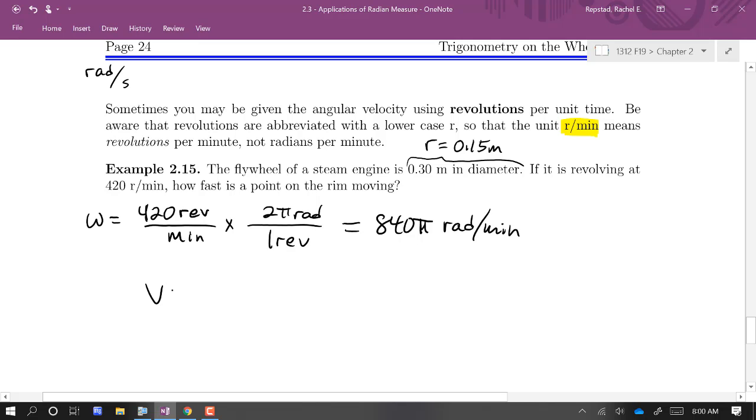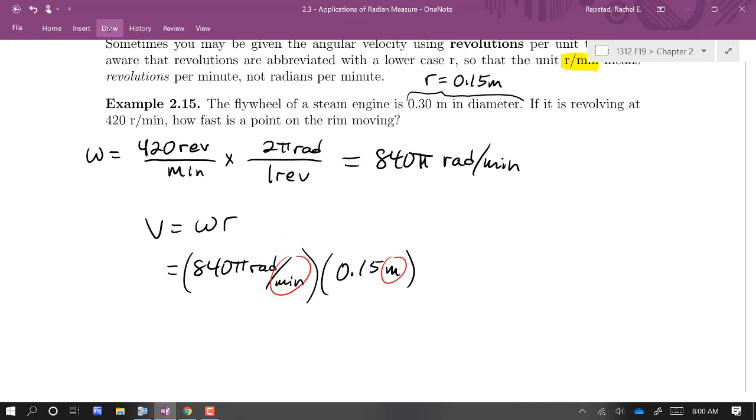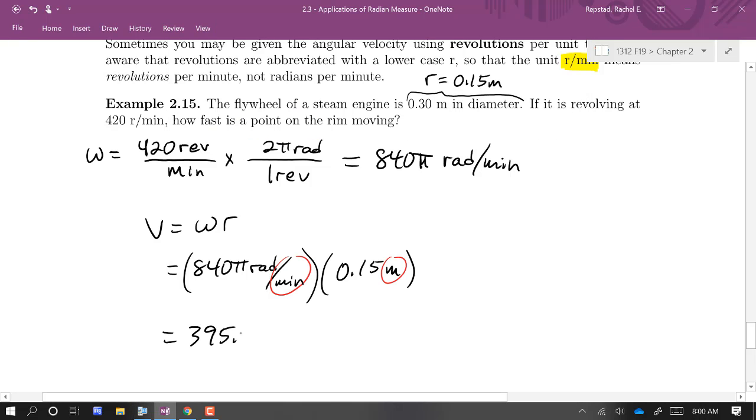Now we're ready to use V equals omega r. So we have 840 pi radians per minute times 0.15 meters. Our units, when we do this, will be meters per minute because, once again, radians are dimensionless. So 840 pi times 0.15 is 395.84 meters per minute.